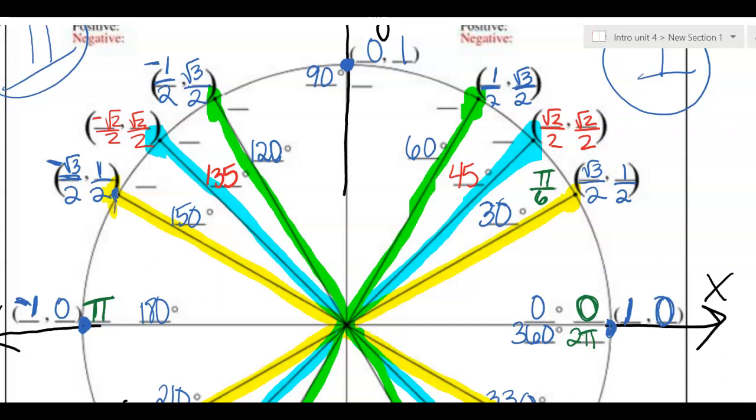How is 60 related to 30? 2 times 30, right? Twice 30. Okay, so 60 would just be 2 pi over 6. We could literally count around the circle just like we counted by 30s. Do you guys remember how we counted by 30s?